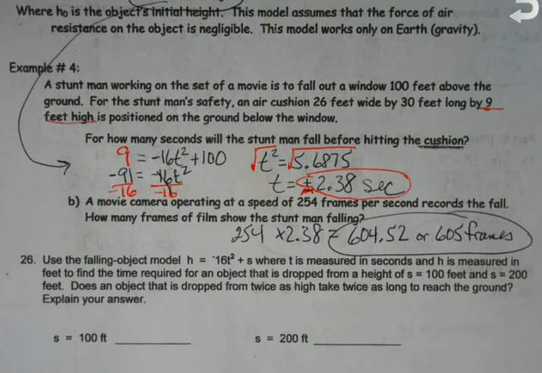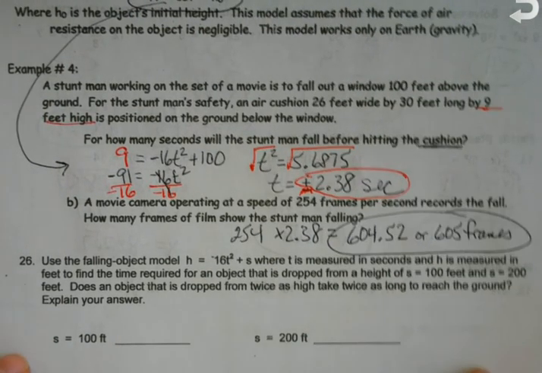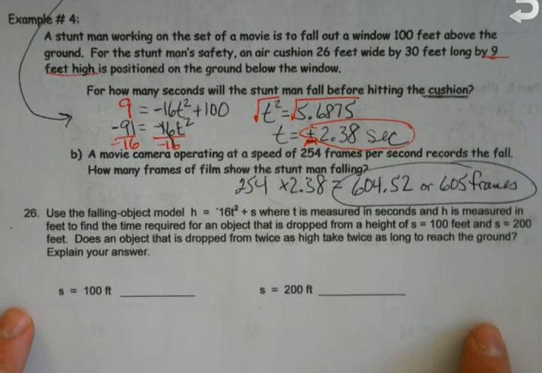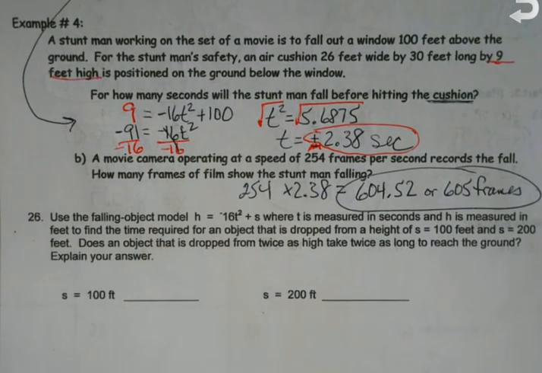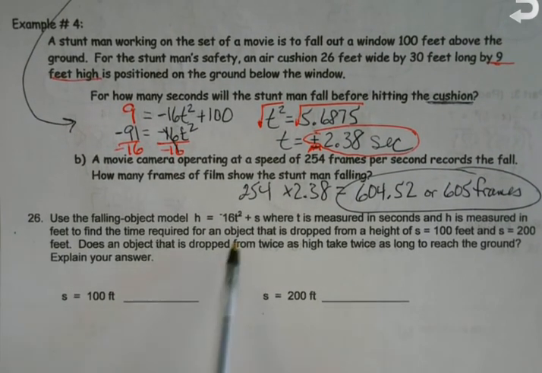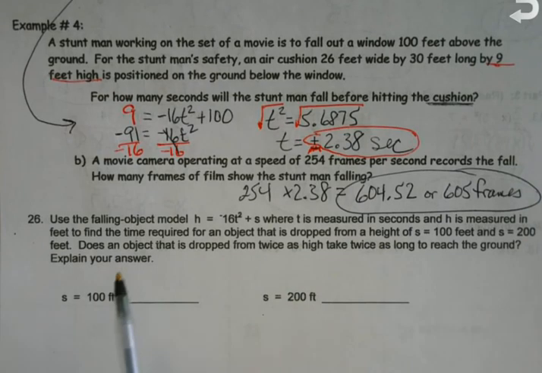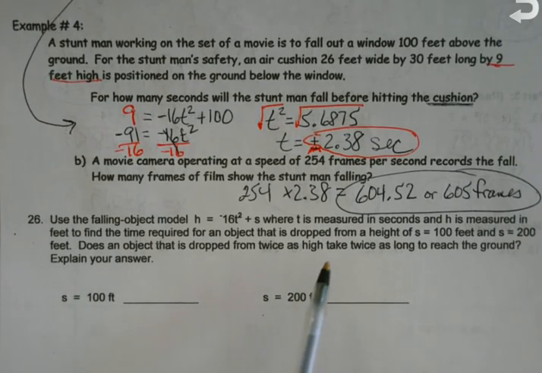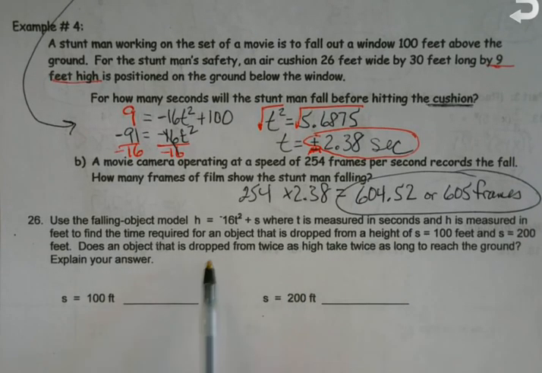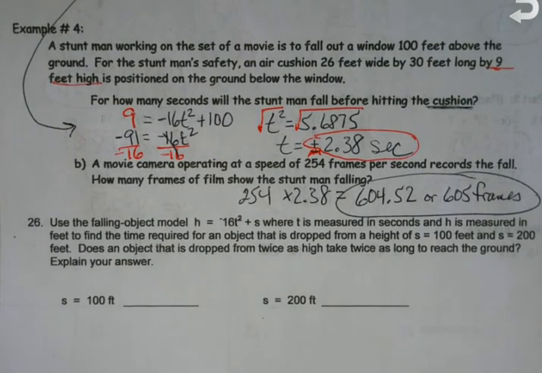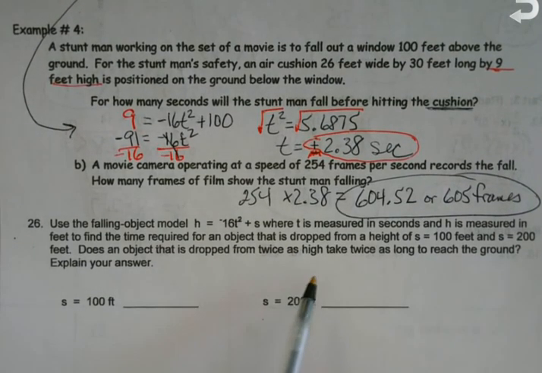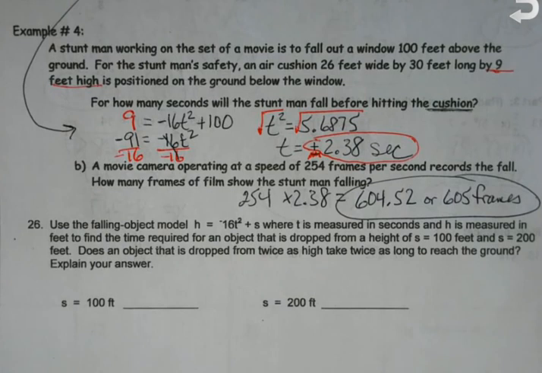But again, these are apps that people actually have to use and have to understand force and gravity with. Falling object model, which basically is the same as the one up above. T is in seconds, H is measured in feet. Find the time required to fall. For an object that is dropped from a height of s equals 100 and s equals 200 feet, does an object that is dropped from twice as high take twice as long to reach the ground?